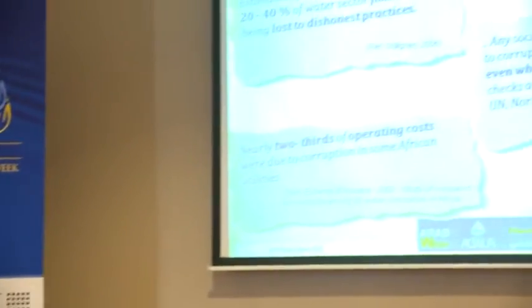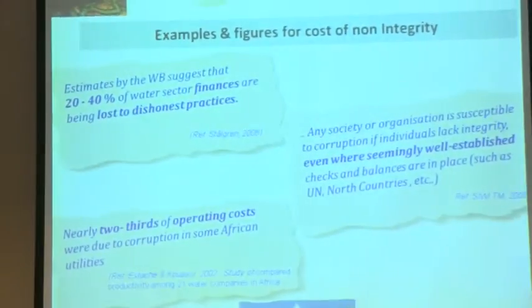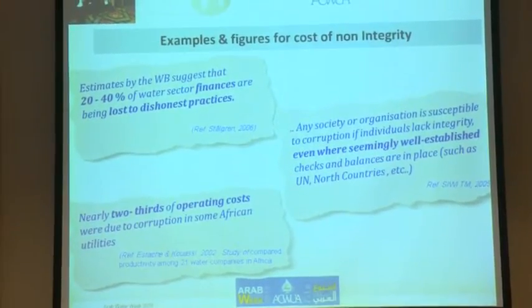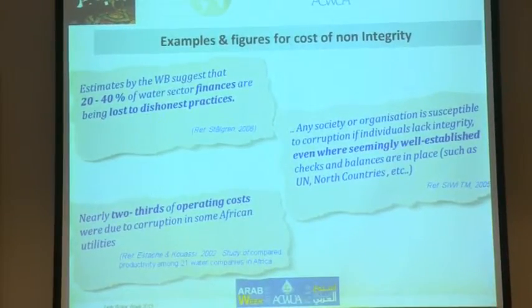The third statement has no figures, but it states that the problem of integrity is a worldwide problem, not only in Africa or the MENA region. Even in well-established, democratic countries, or organizations like the UN or the World Bank, we can find problems of integrity, if some people are not acting in an honest manner.